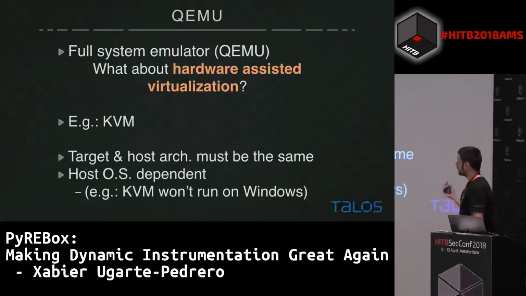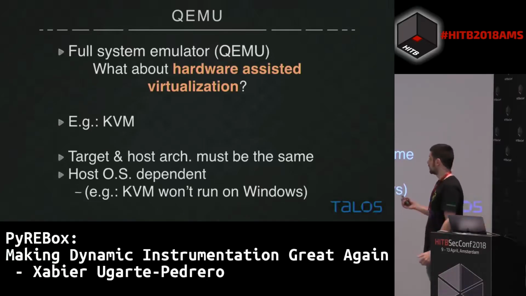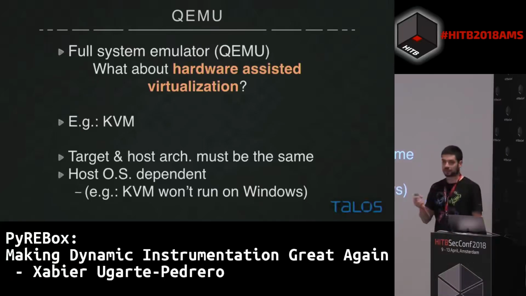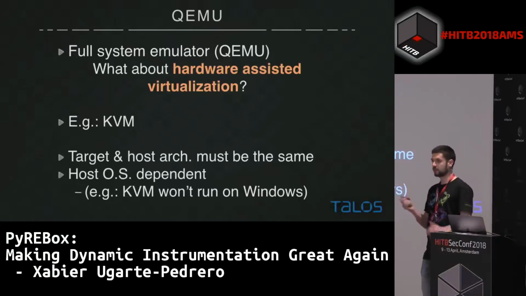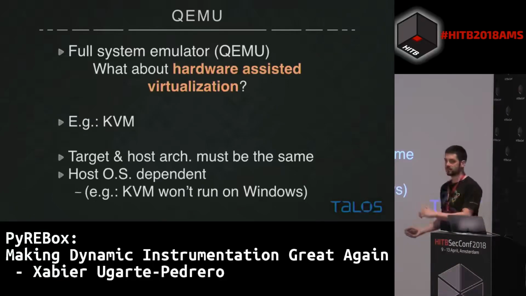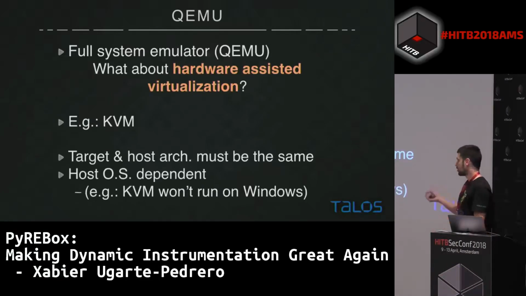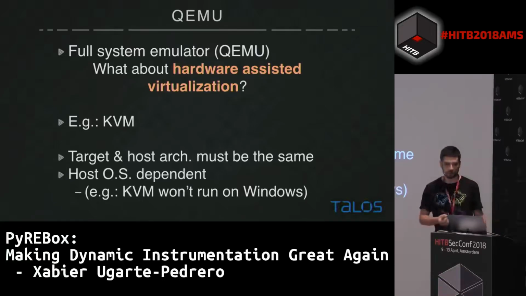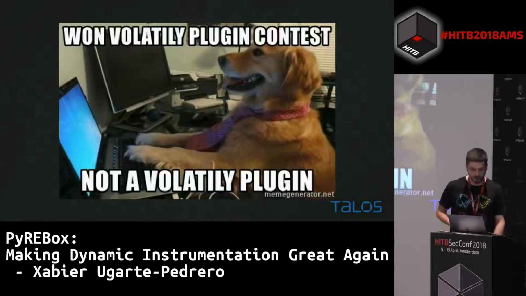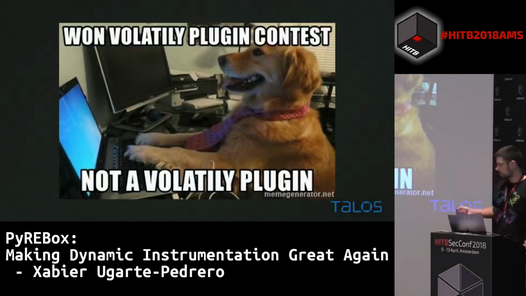But what is the problem with this kind of approach? The problem is that first the target, this is the guest architecture, and the host architecture must be the same. We cannot execute an ARM operating system on an x86 processor with KVM. And also the other problem is that it's dependent on the host operating system. So KVM won't run properly on Windows because it's a Linux kernel driver, at least not in a straightforward manner.